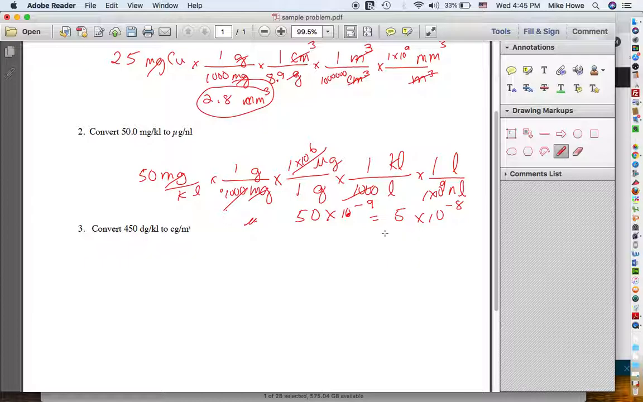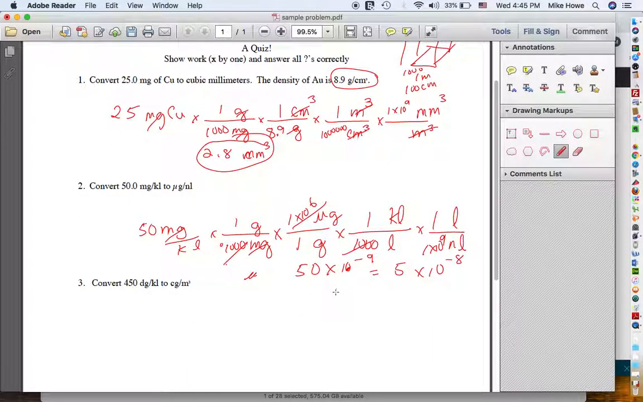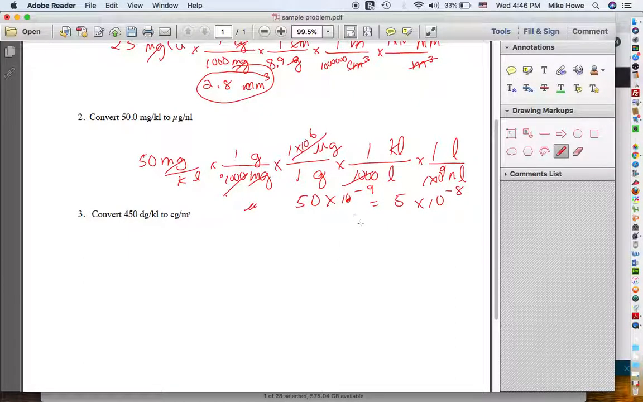All right, now I haven't said anything about sig figs. On the first one, we were okay with sig figs because the density was given in 2 digits. Down here, I'm going to say something about sig figs. You've got 3 sig figs in the 50.0, so this really needs to be 5.00 times 10 to the negative 8th. And the unit, of course, would be micrograms per nanoliter.